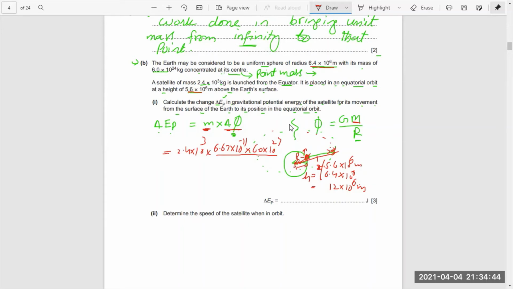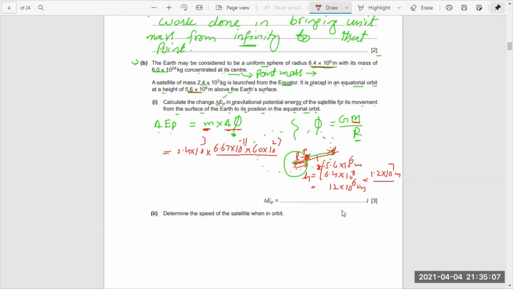So it can also be taken as 1.2 into 10 raised to 7 meters. Better, we can write it in that sense as well. So take it as 1.7 into 10 raised to 7 minus 1.2 into 10 raised to 7, and then we can get the change in the potential we are getting over here, right?